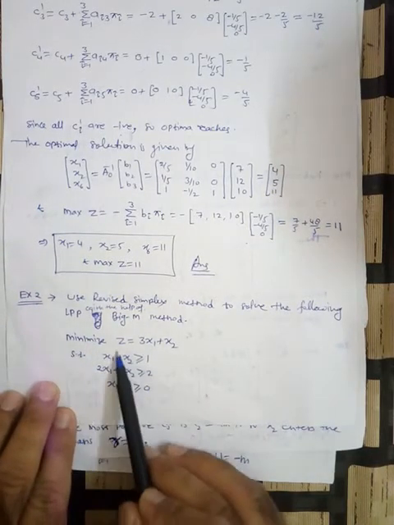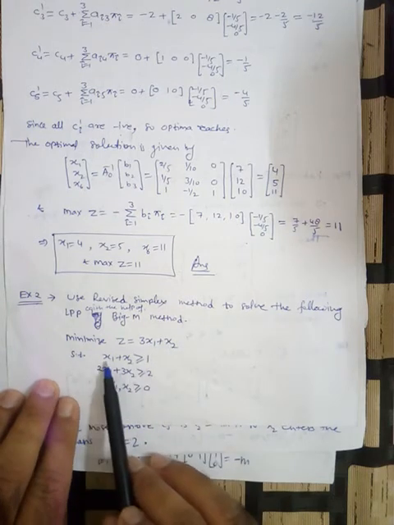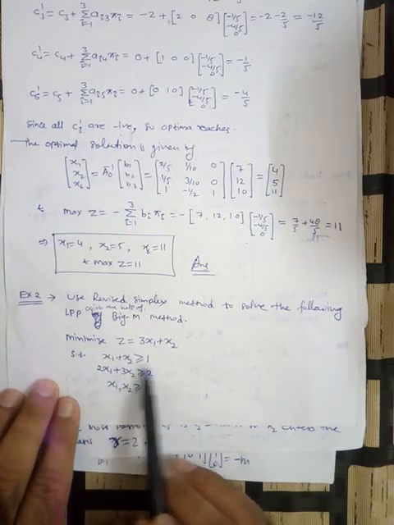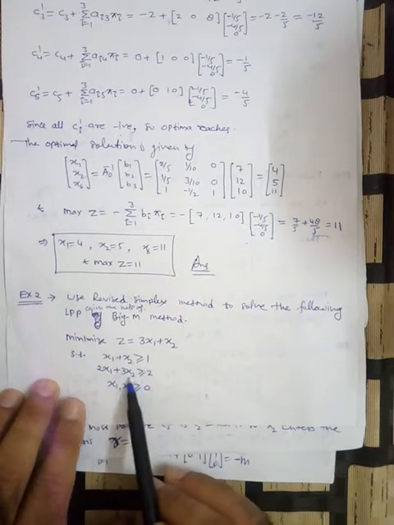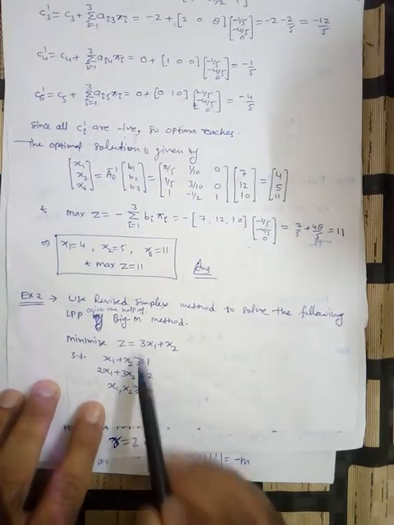Minimize z is equal to 3x1 plus x2 subjected to the first constraint x1 plus x2 is greater than or equal to 1, 2x1 plus 3x2 is greater than or equal to 2, and x1, x2 are greater than or equal to 0. So this is the problem.